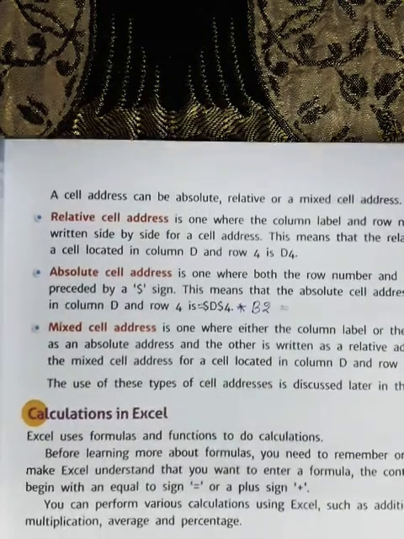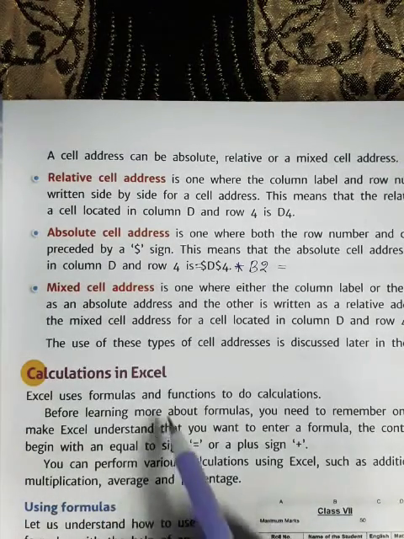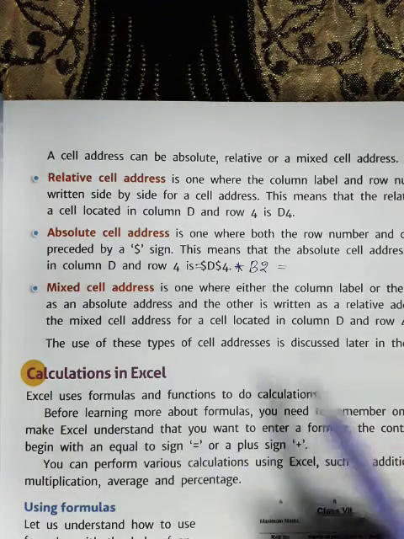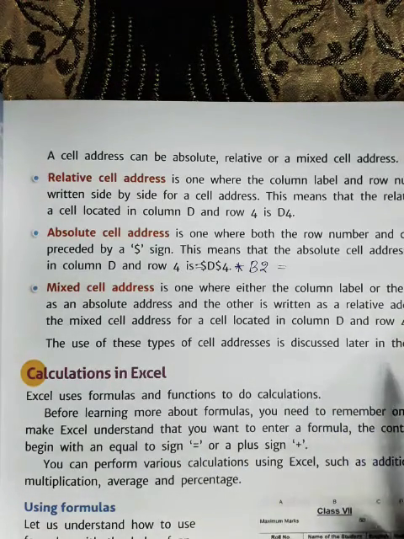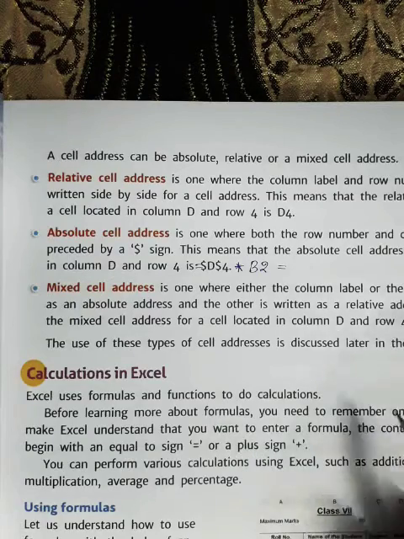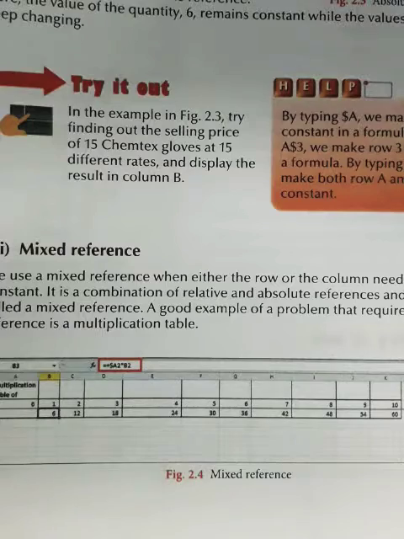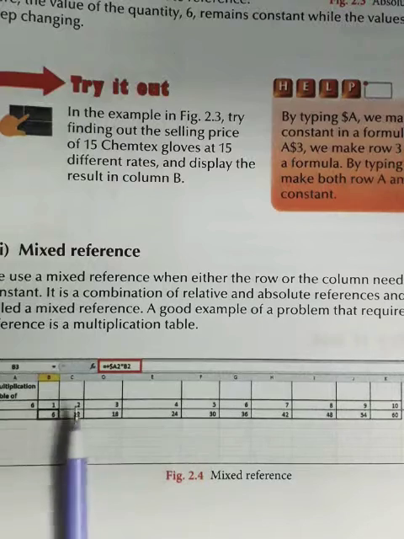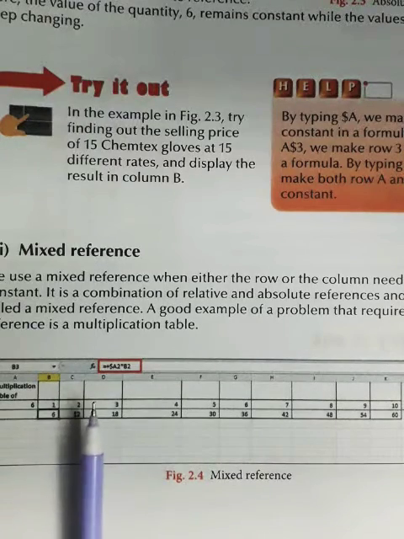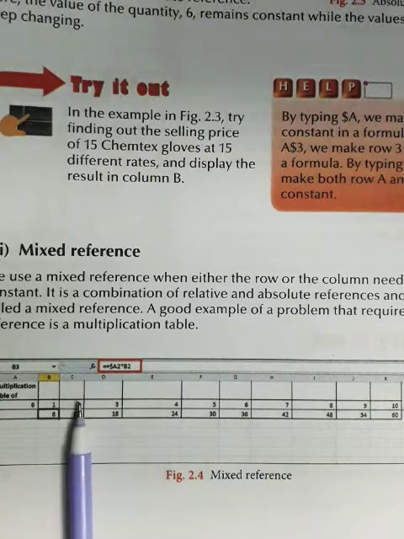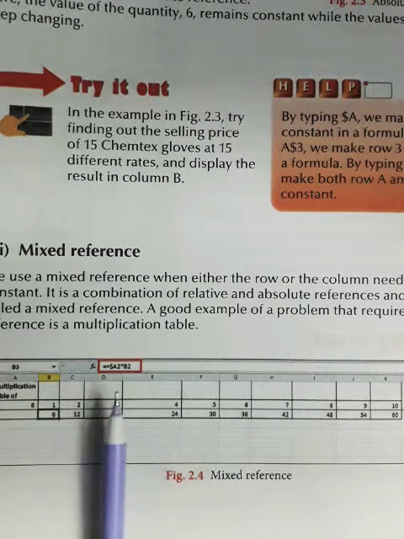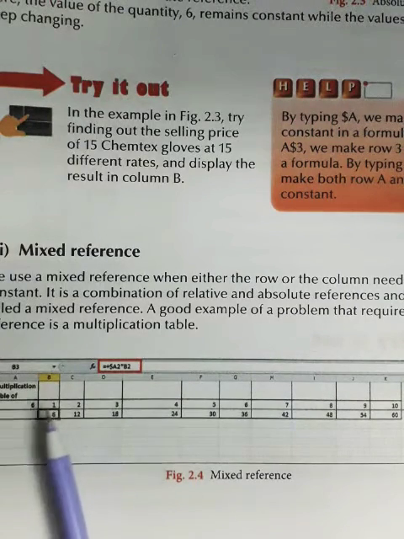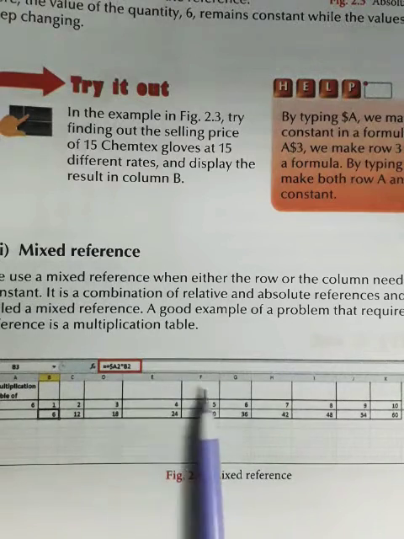Mixed cell address means that either the column label or the row number is written as an absolute address, and the other is written as a relative address. Students, you can understand the mixed references this way: either the row or the column needs to be kept constant. It is a combination of relative and absolute references, and therefore it is called a mixed reference. It means one number will be fixed and the other number will not be fixed.